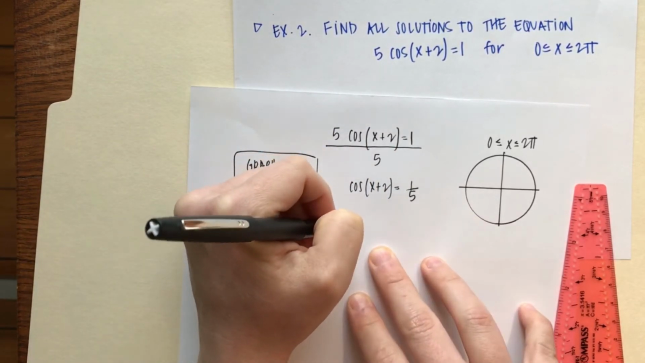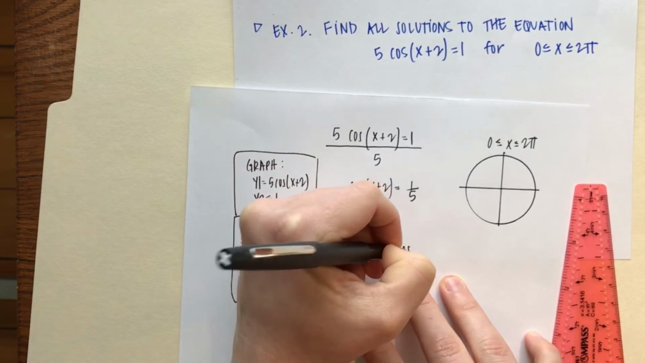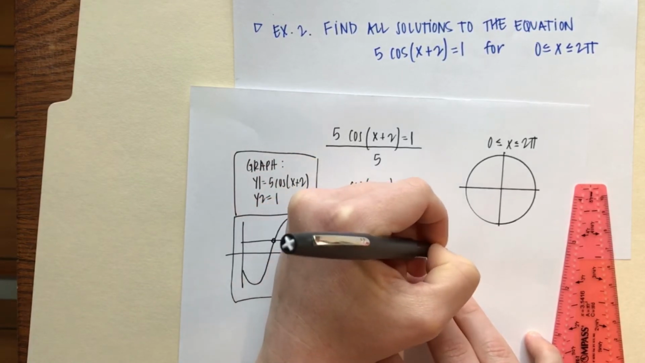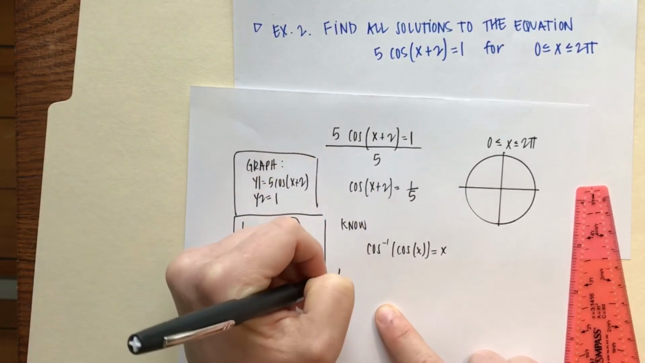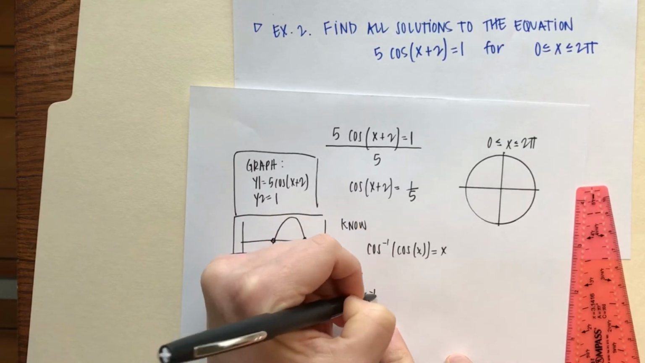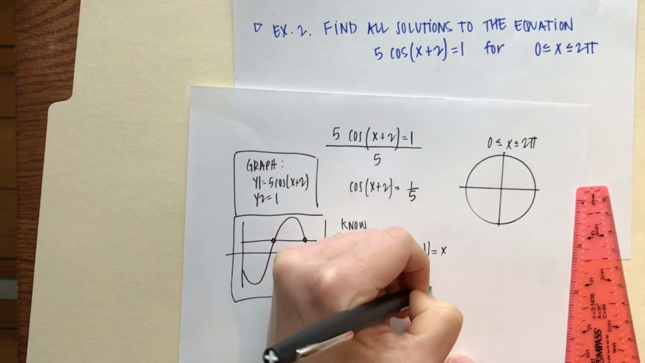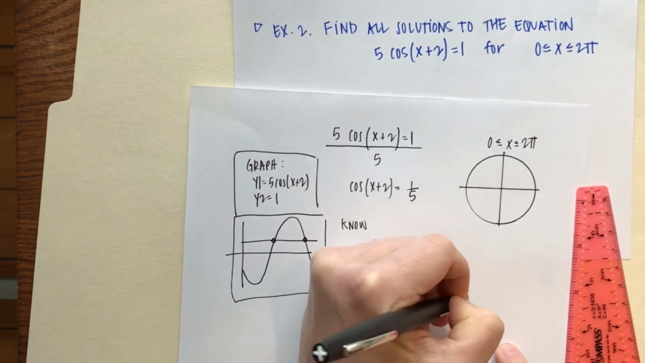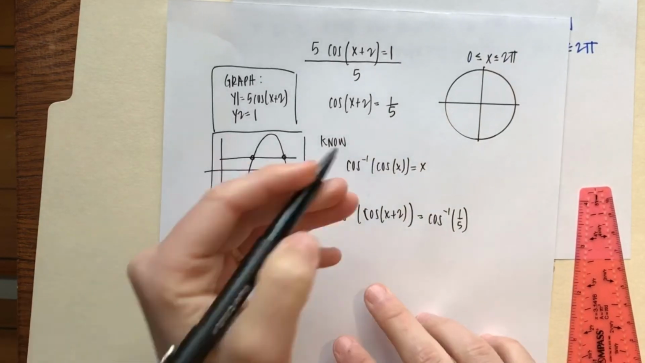Now I know that cosine inverse of cosine of x equals x. So if x is x plus 2, we can apply that as well. So now let's apply that. So we get cosine inverse of cosine of x plus 2 equals cosine inverse of 1/5. All right, let's keep going.